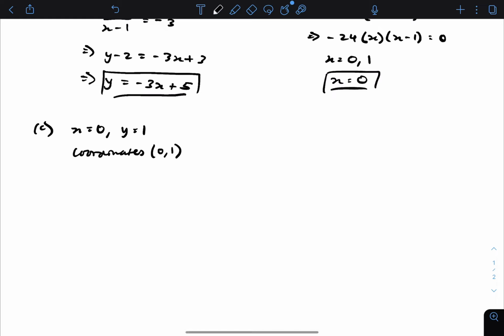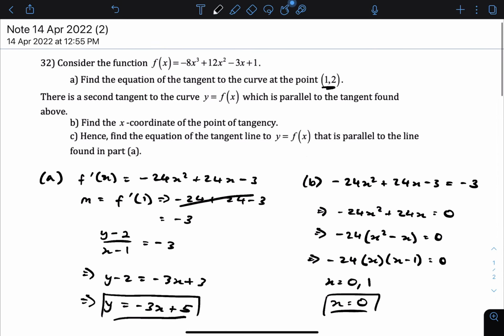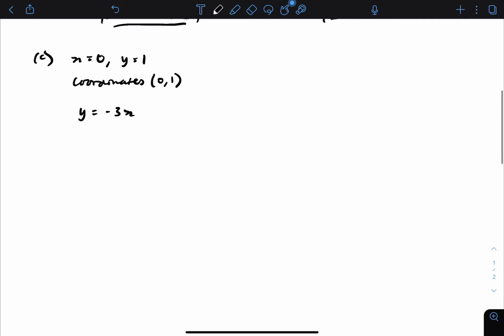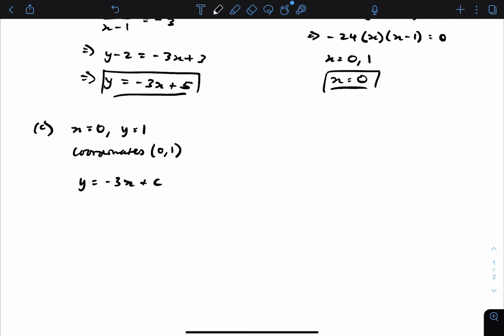So now we're going to do the same thing. We're going to write our function as y is equal to negative 3x. We're using negative 3 because the gradient has to be the same for it to be parallel. Y equals negative 3x plus c. Substitute our coordinates in. We get 1 is equal to negative 3 times 0 plus c. As we know, anything times 0 makes it 0. So c has to equal our y-coordinate in this case, which is 1. So therefore, y is equal to negative 3x plus 1 is our answer for part C.